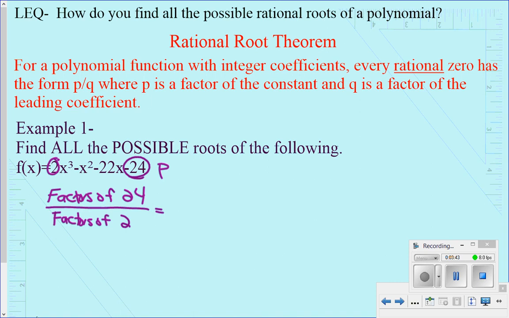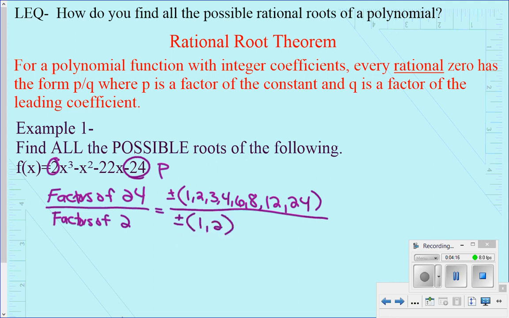So not only are 1 and 24 factors of 24, but so are negative 1 and negative 24. To indicate that they could be positive or negative, you're just going to put plus or minus and then parentheses, and you'll list all the factors and then end the parentheses. So factors of 24 we know are 1, 2, 3, 4, 6, 8, 12, and 24. Again, I put parentheses around it and plus minus in the front. Then I'm going to do the same thing with the factors of 2. So plus minus parentheses 1 and 2 are the factors of 2.